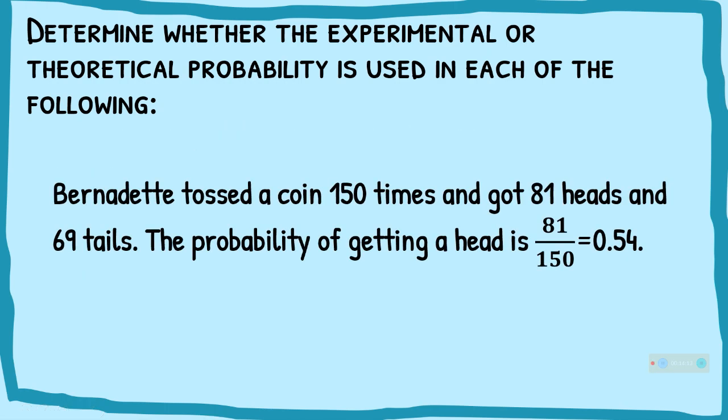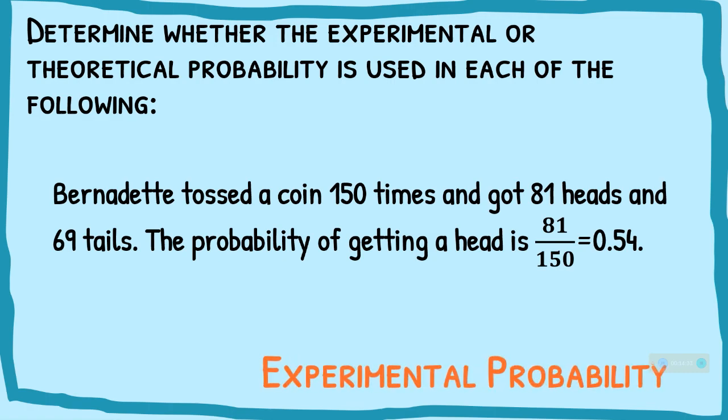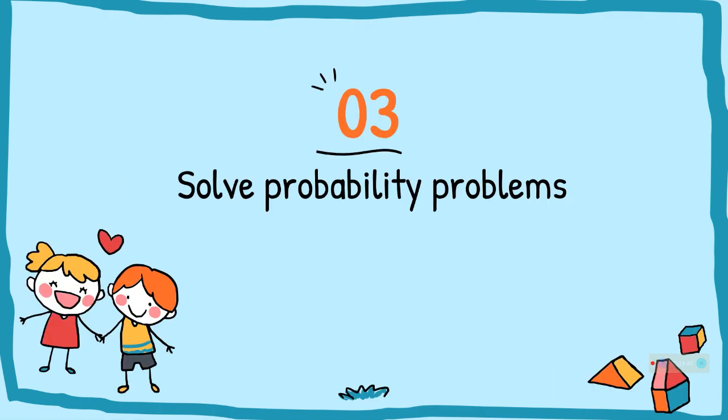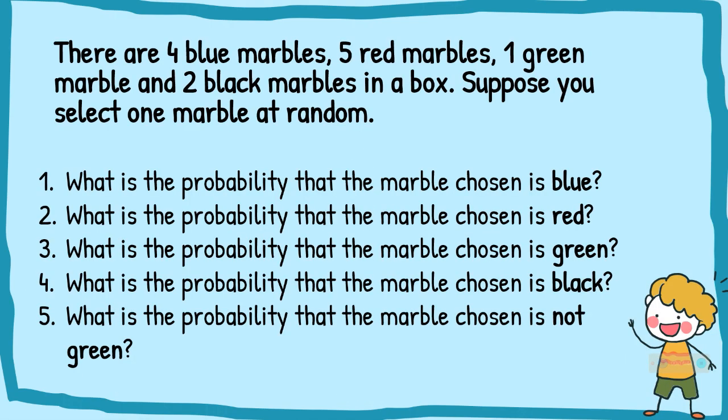Next, Bernadette tossed a coin 150 times and got 81 heads and 69 tails. The probability of getting a head is 81 out of 150 or 0.54. What type of probability is this? That's correct. We have experimental probability because you have tossed the coin 150 times. So, let's now have the third objective, solve probability events.